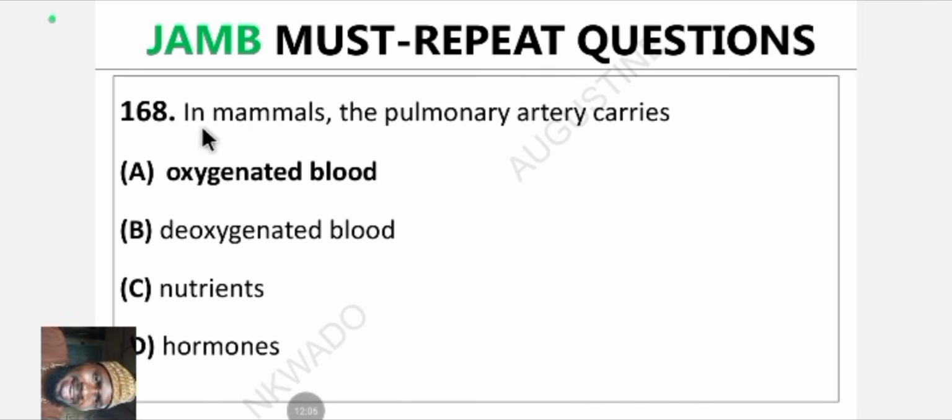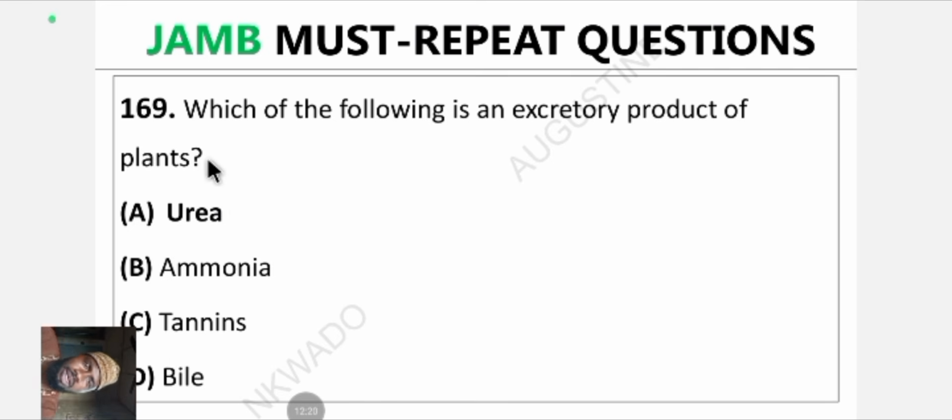Question 168. In mammals, the pulmonary artery carries what? A. Oxygenated blood. B. Deoxygenated blood. C. Nutrients. D. Hormones. What's the answer? Drop the answer in the comment section. Question 169. Which of the following is an excretory product of plants? A. Urea. B. Ammonia. C. Tannins. D. Bile. What's the answer? Drop the answer in the comment section.